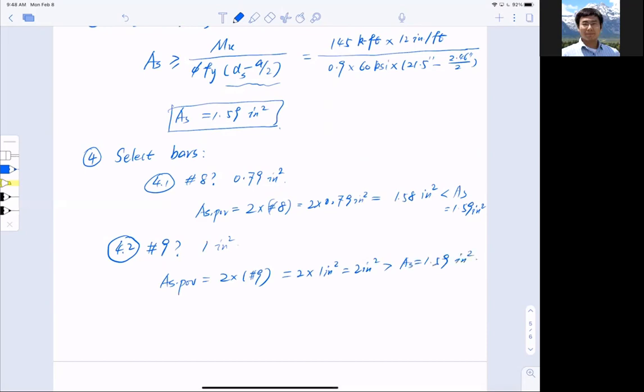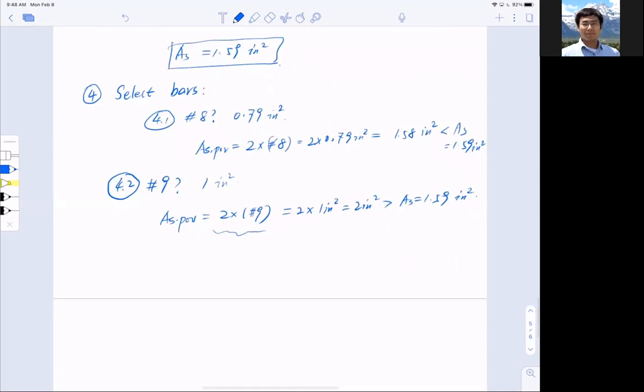So easily satisfy my requirement. All right, so that's not bad, but troubles arrive since I over provided quite a bit. 2 compared to 1.59, that's quite a bit more than I wanted. So I had to redo my calculation. Okay, so check phi and Mn again.